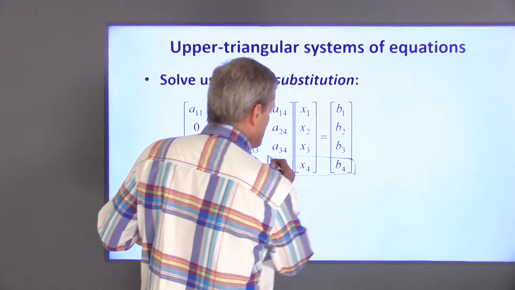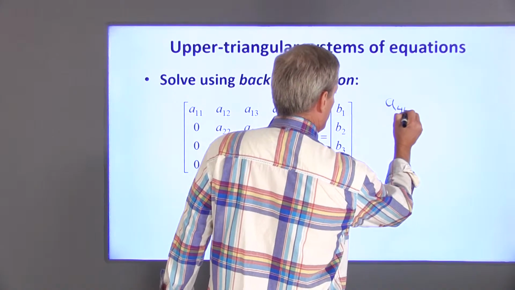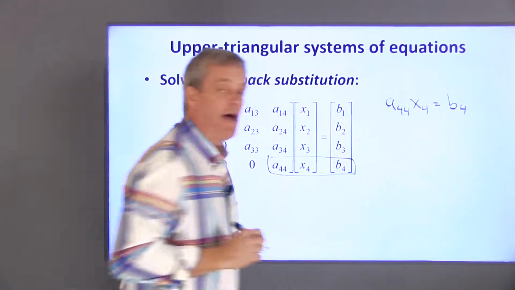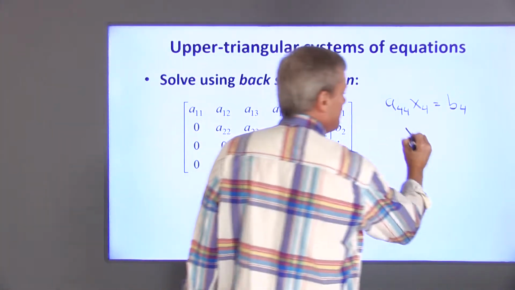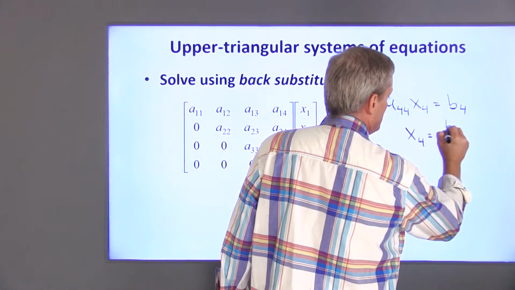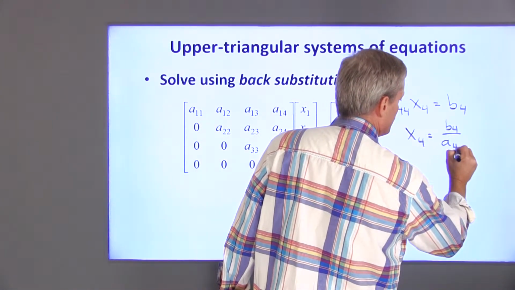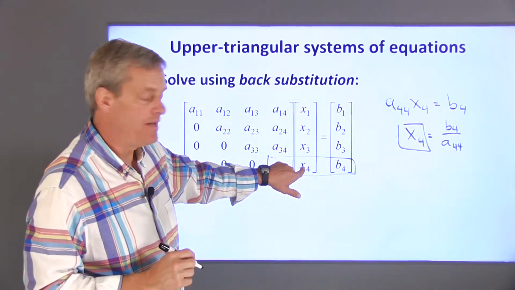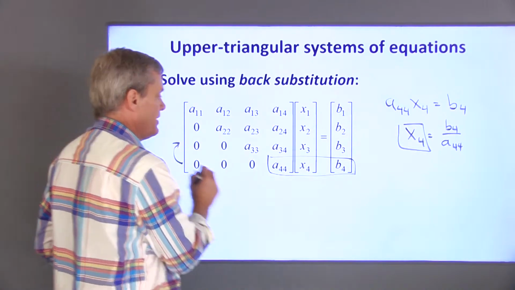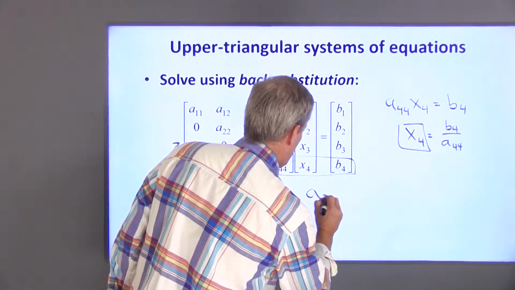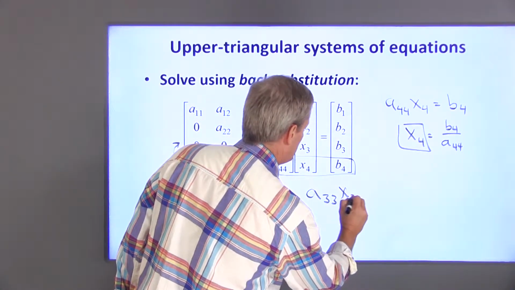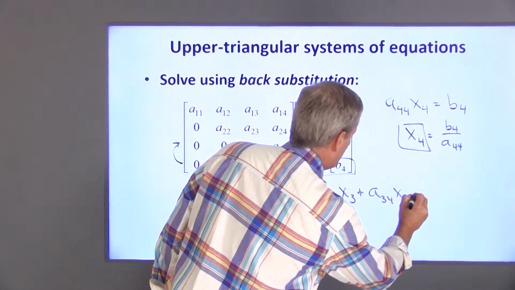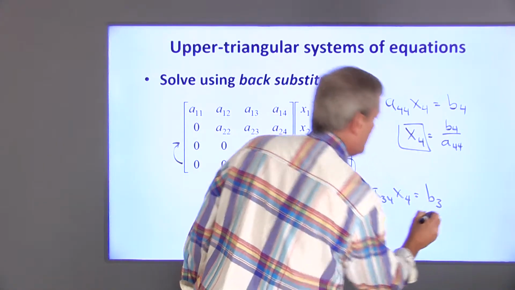This row says A44 times x4 is equal to B4. I can solve that directly for x4. x4 is equal to B4 over A44. Now we have a number for x4 that we can plug in here. So we work up to the next equation, which is A33 times x3 plus A34 times x4 is equal to B3.